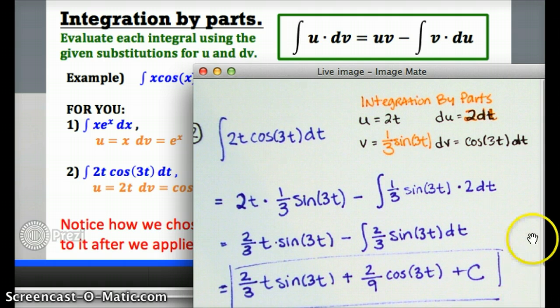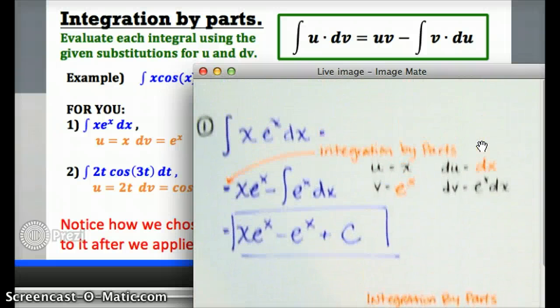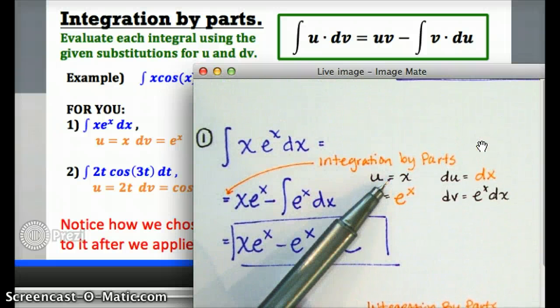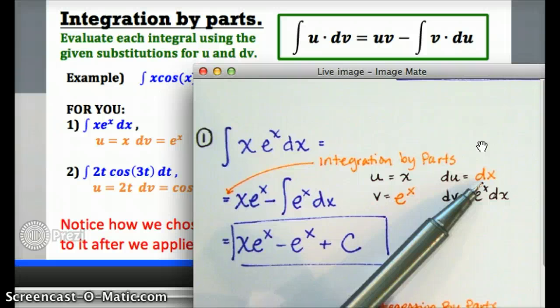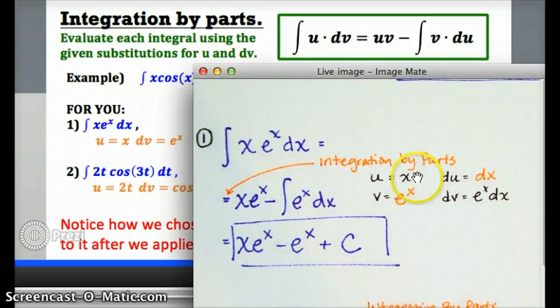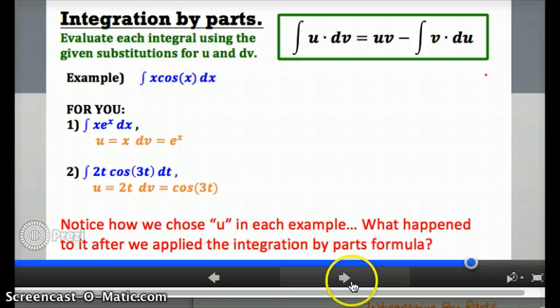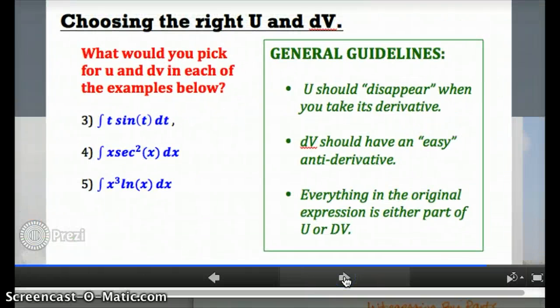Right, in all of these examples, when we used the integration by parts formula, the new integral was easier because in some ways that original function disappeared. When we took the derivative of 2t, it became just a constant or a coefficient. When we took the derivative of x in this example, it went away and just became dx. So this is actually a clue for how we can choose, and that's the next step, is making sure that you know how to choose.